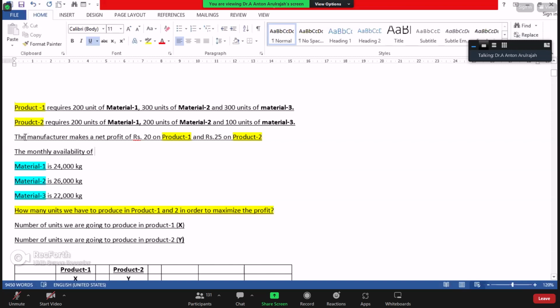So additional information is given. The manufacturer makes a net profit of rupees 20 on product one and rupees 25 on product two. Then the monthly availability of materials is given. The month available is only 20,000 kilograms of material one. Material two is 26,000.